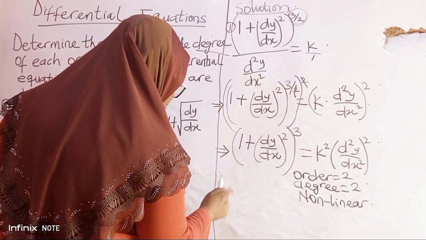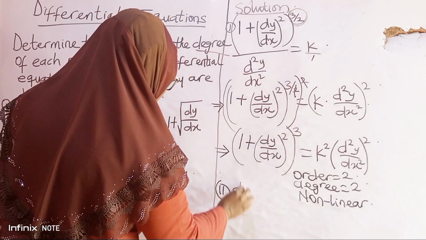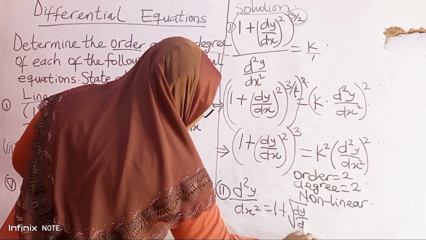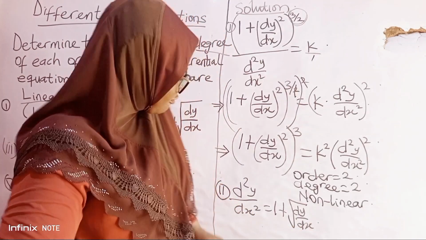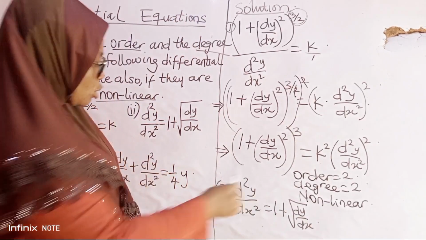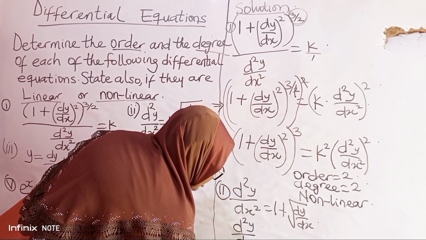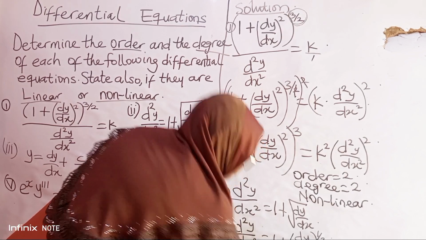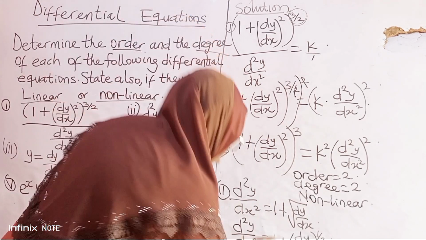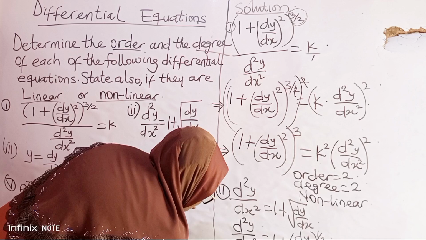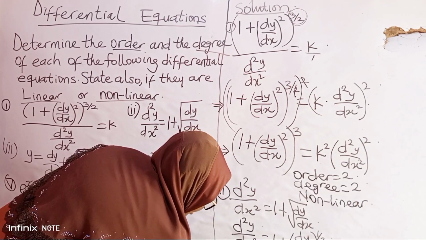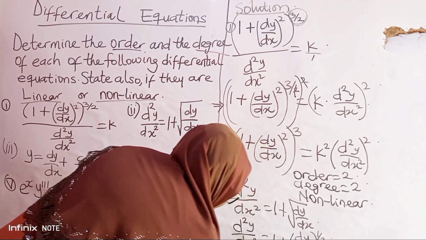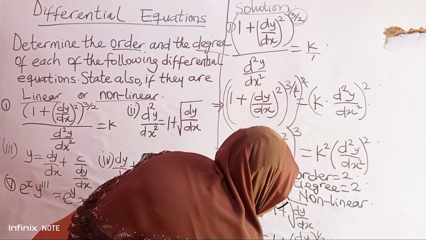Number 2. d²y/dx² equals 1 plus the root of dy/dx. So this one also is not in a polynomial form, so we have to write it in a polynomial form. d²y/dx² equals 1 plus (dy/dx) all raised to the power of 1 over 2, which is what the root means. Before squaring, let this 1 come and meet this one. We have d²y/dx² minus 1 is equal to (dy/dx) raised to the power of 1 over 2. So square both sides.